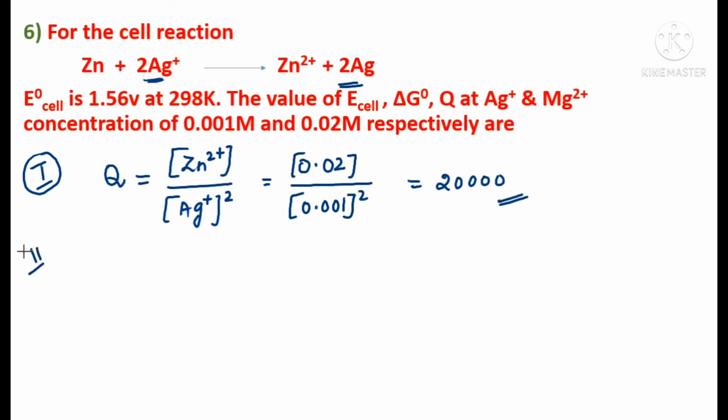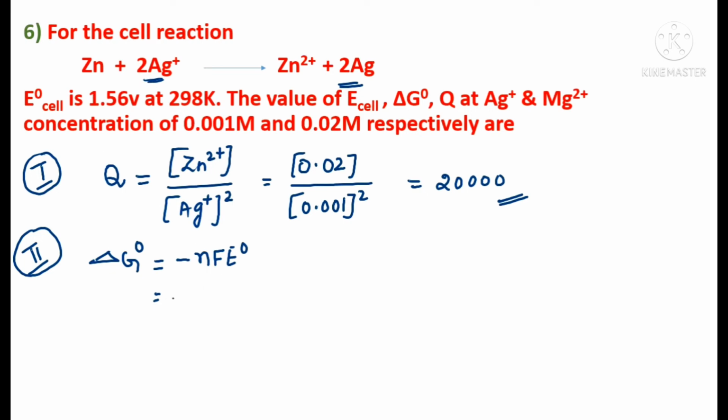The second quantity we are going to calculate is delta G naught, the free energy change. How to calculate delta G naught? This is the formula: minus nFE naught. N is the number of electrons participating, F is Faraday, and E naught is the standard EMF value of the cell. If you are having any doubt in the formulas, please refer to the previous video. I have given the link in the description box. Now what is the N value? How many electrons are participating? It's 2 electrons, is it not?